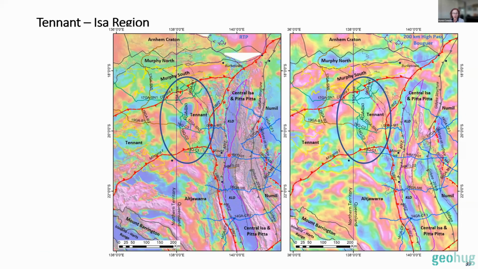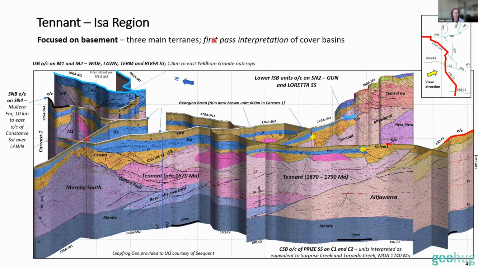So just to show you where we are, here's Mount Isa in here. So we're looking at a set, again, of 9 shorter seismic lines here just in the Western Queensland area. This was a GSQ project, so we're focused on the Queensland side, but we'll then look into the Northern Territory. So again, this interpretation is focused on basement, and we've defined 3 main basement terranes through here: Murphy South, Tennant, and then Altuara. But it includes a first pass interpretation of the cover basins to help us understand the basement.